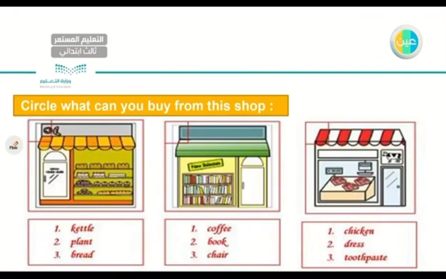I have a bakery, I have a bookshop, and I have a butcher shop, okay? What can we get from a bakery? I have a kettle, a plant, or a bread. What do you think? Yes, that's right. We can get bread from a bakery.